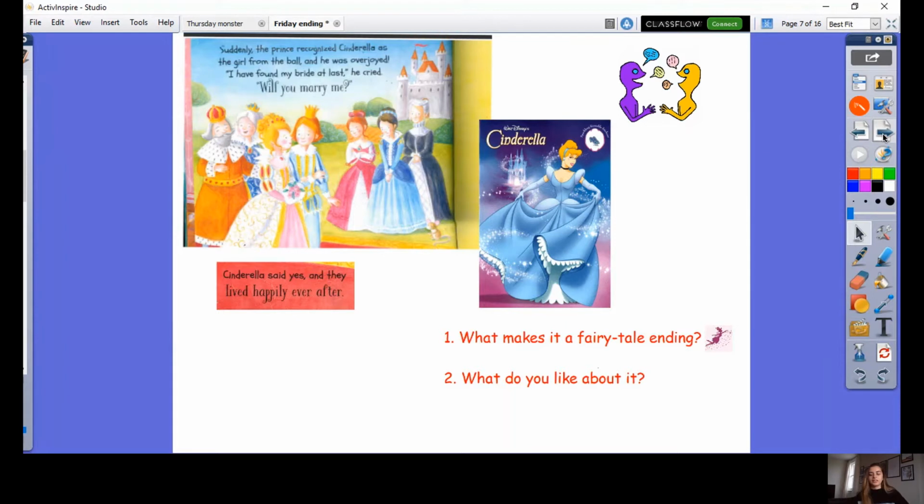Next, we're reading the ending to Cinderella. So this is a version that I found and I'm going to read it to you and then we'll have some thinking time about our two questions.